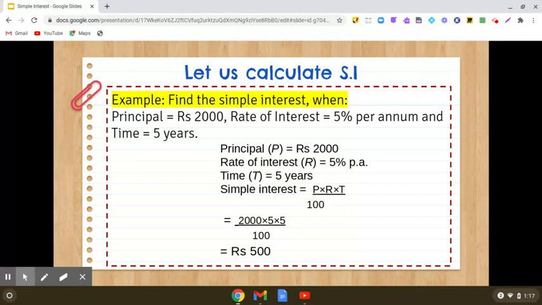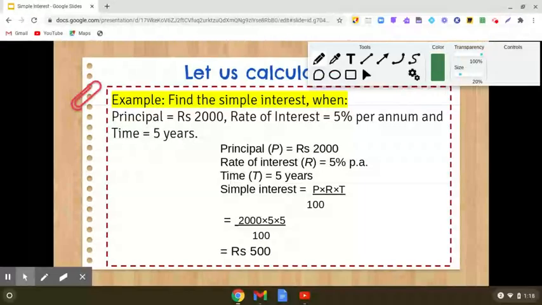So you need to simply use the formula SI, that is simple interest, is P into R into T divided by 100. So substitute the values: 2000 into 5 into 5 divided by 100. So what is the answer? Simplify this. When you simplify this, you get the answer as, yes, the answer comes out to be 500. I hope you have done the calculations.